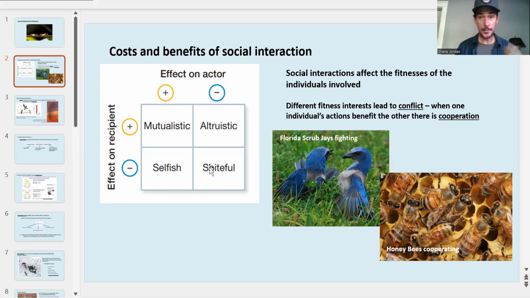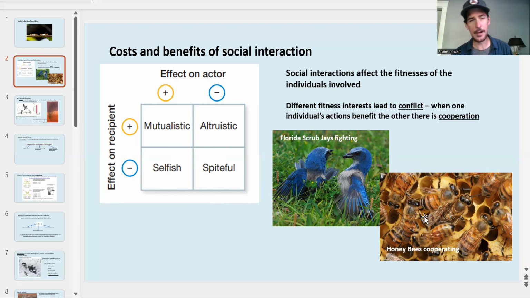And when different fitness interests are opposed to one another, we say that this leads to conflict. When instead one individual's actions benefit another individual, we would say that there's some amount of cooperation. A couple of real examples of this are shown in these images. We could think about organisms such as Florida scrub jays engaged in fighting, which is probably going to have either a positive effect on one individual and a negative effect on the other, possibly even a negative effect on both. This would be an example of conflict.